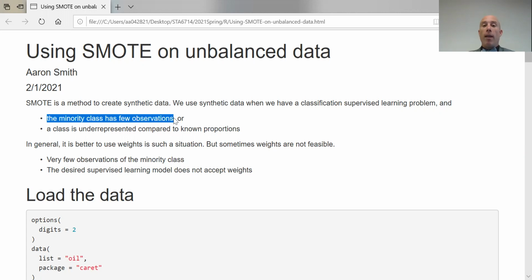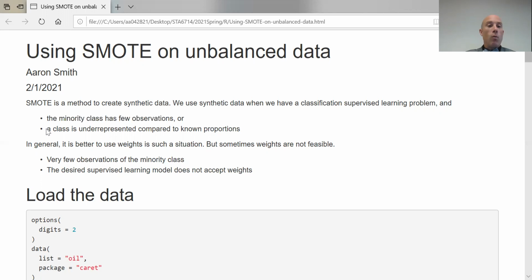Let's say one of my levels only has 2 observations. There's not really a whole lot I can do. Either I don't build the model, or maybe I could bin a minority level with another level. That might work. But if I absolutely need to make predictions, including that level, I need to get data somehow.